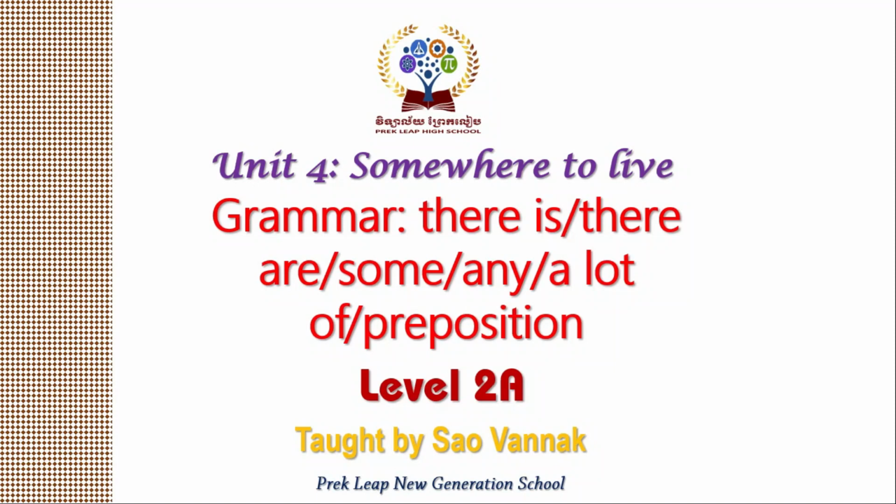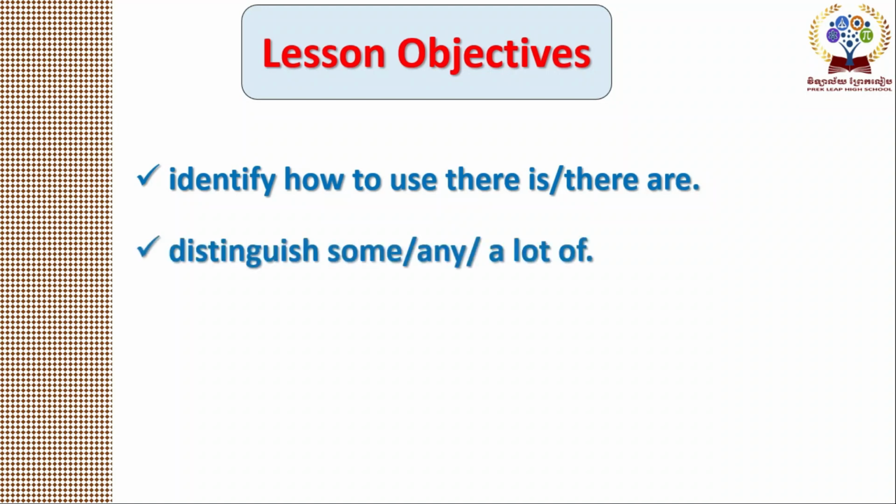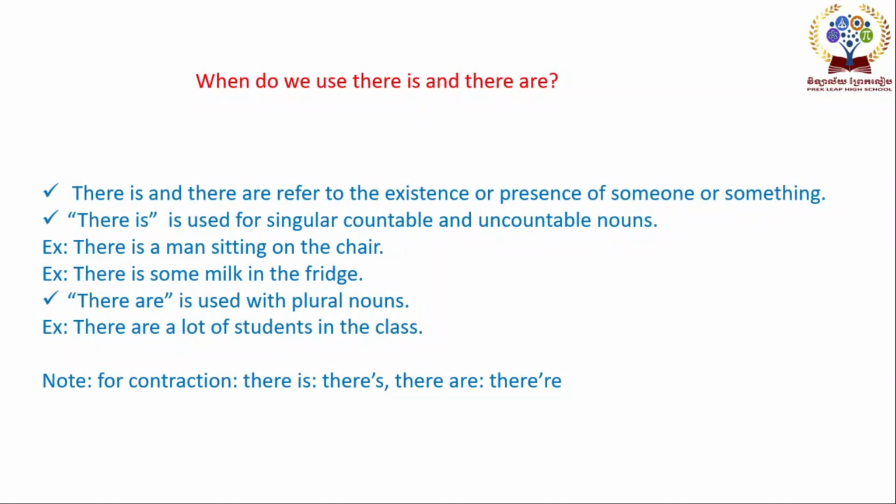Today, we'll be talking about grammar: there is, there are, some, any, a lot of, and prepositions in Unit 4, Somewhere to Live. In this lesson, you'll be able to identify how to use there is and there are, distinguish some, any, and a lot of, and use prepositions correctly. So now let's just look at our lesson.